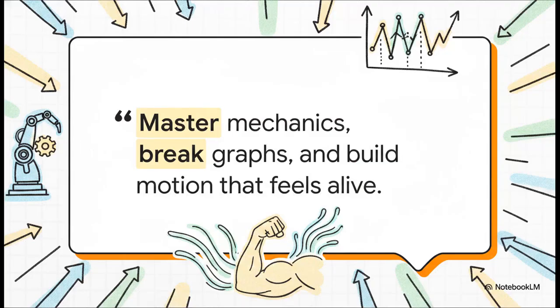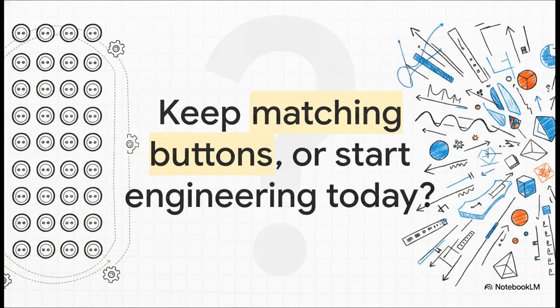This mindset shift required to permanently escape tutorial hell is perfectly captured right here. Master the mechanics, break the graphs, and build motion that feels alive. Remember, you aren't just telling a computer where an arm goes. You are literally crafting biological momentum. So, as we wrap up this explainer, I want to leave you with one final thought. The gap between a rigid, lifeless loop and a professional, dynamic animation isn't talent. It's process. So, what's it going to be? Do we open up another tutorial and keep matching buttons, or will you start engineering your pipeline today? The choice is entirely yours. Now, get into your software, mess up those graphs, and start bringing your creations to life.